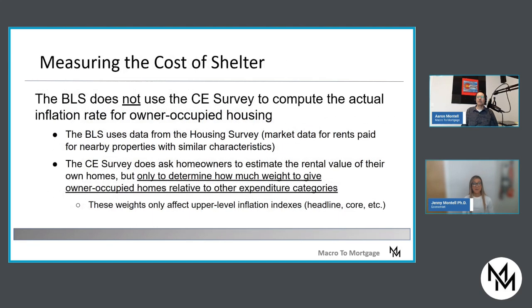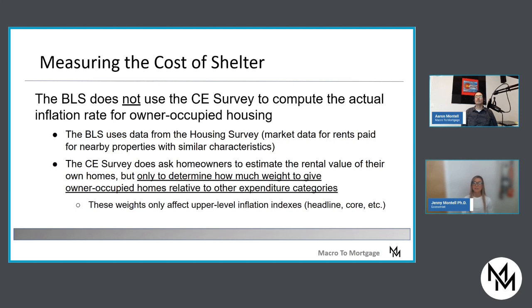Okay, so just to reemphasize, because this is a really confusing point and it's easy to be misled by this, the BLS does not use that consumer expenditure survey to compute the actual inflation rate for owner occupied housing. Instead, it uses data from the housing survey, like we just mentioned, which is based on real market data for rents paid for nearby properties with similar characteristics.